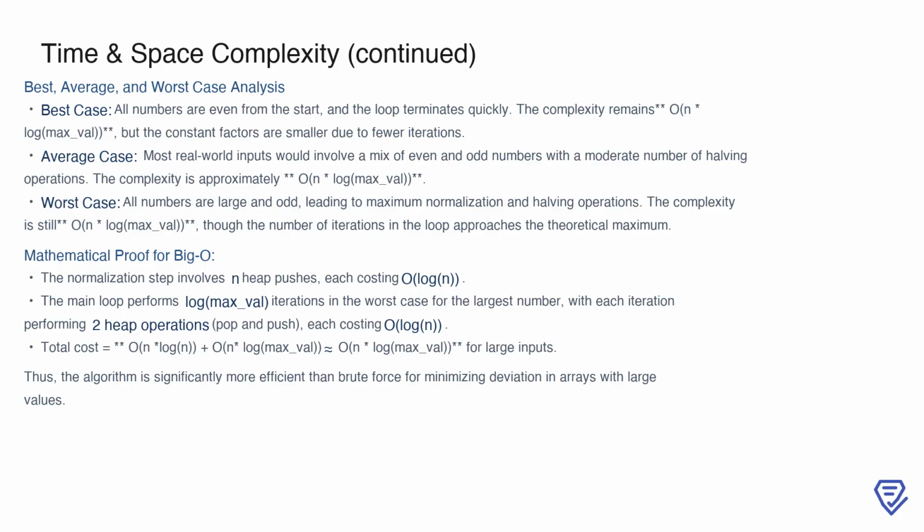maximum. Mathematically, this is explained by the normalization cost of O(log n), followed by the O(log max_val) cost of heap operations. With the latter term dominating for large inputs, the algorithm is highly efficient compared to brute force, making it well suited for minimizing deviation in arrays with large values.